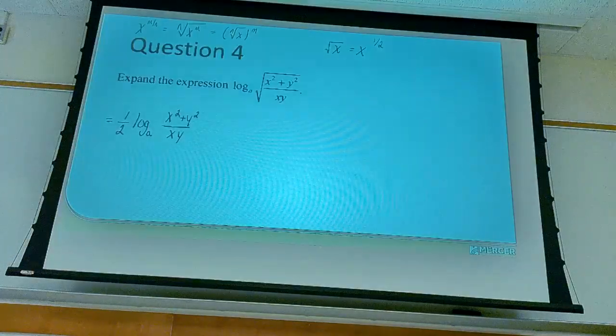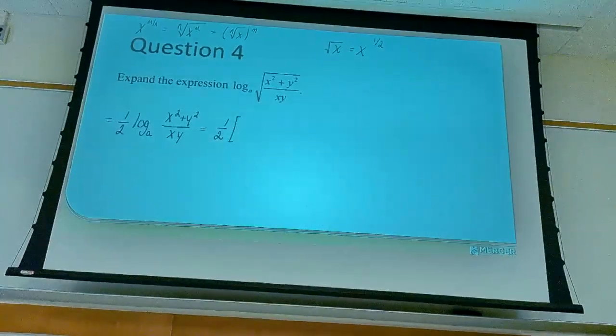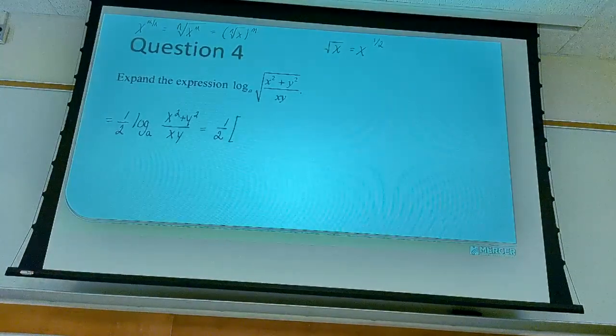Since the power is 1/2, right? 1/2 times the log. And remember, the game you always ask yourself: can it be simplified further? It can. What would we use? Quotient. And remember, the 1/2 applies to everything.